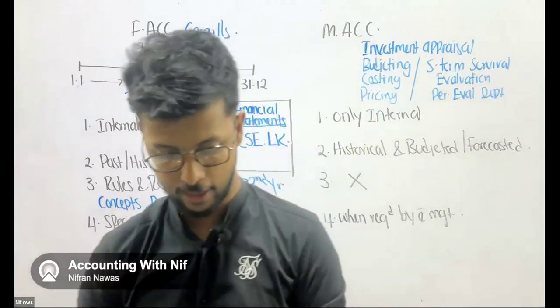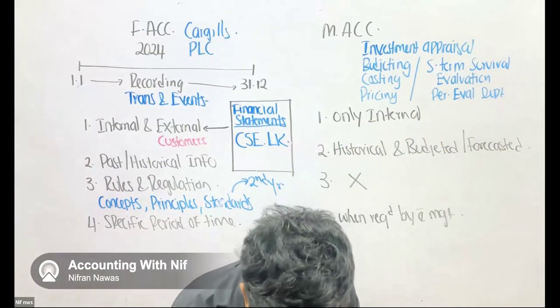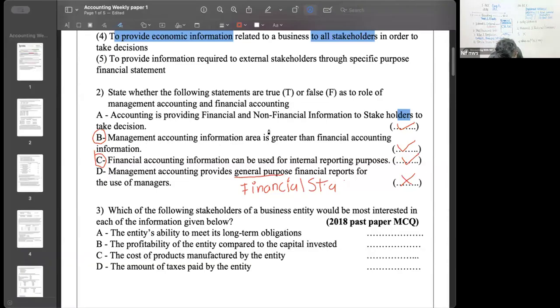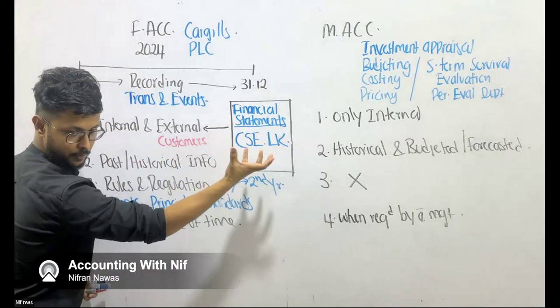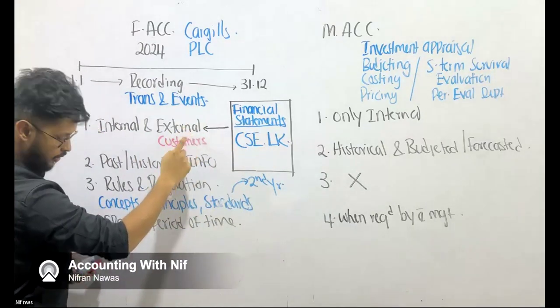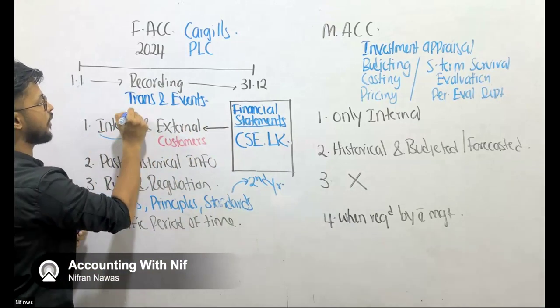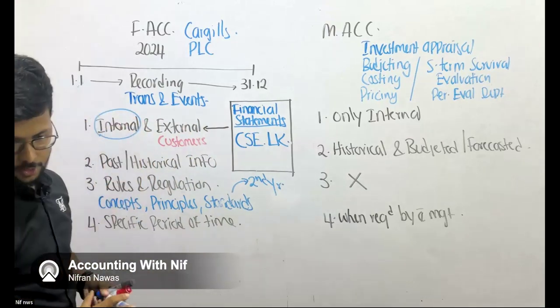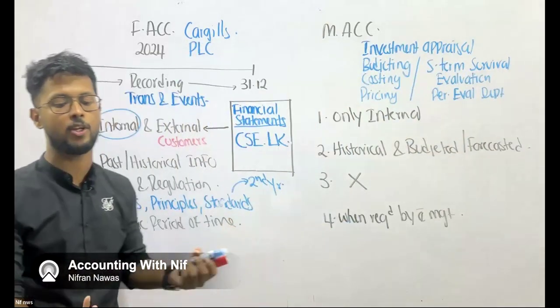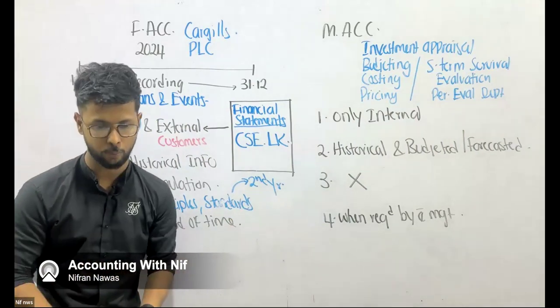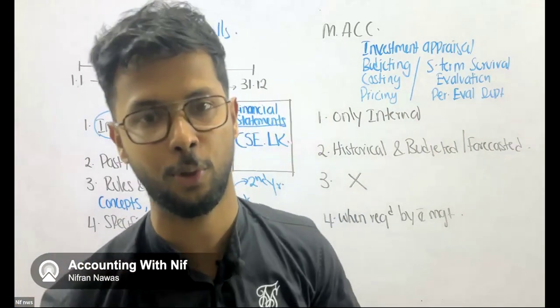So in that sense, is statement C correct or wrong? Statement C: financial management accounting information area is greater than financial accounting. It's correct. And statement D: financial accounting information can be used for internal reporting purposes as well. Obviously, the answer is very simple. Can you see? Financial reports are given for external parties and they are also given for internal parties, which means they can be used for internal purposes as well. I hope you got it.